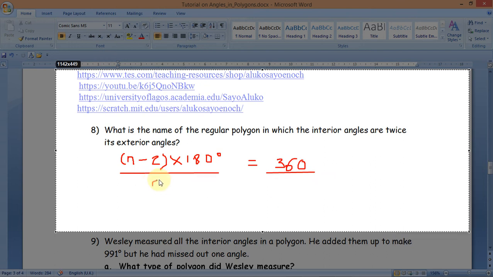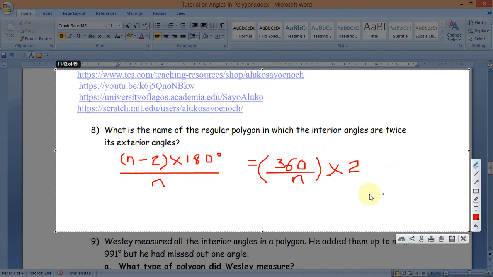Now, this is not what the question is telling us. The question says that the interior angle is twice the exterior. So this one should be twice this one. Either way, if you like, you can work with n minus 2 times 180 equals 360. Maybe you need not divide by n. So twice means that I should multiply this one by 2. Guys, don't forget that this n is not necessary, because I can actually work with n minus 2 times 180 equals 360 times 2, because this one says interior angles. I can work with the sum, and I can work with each. But either way, I'm cool. So let me just continue now.